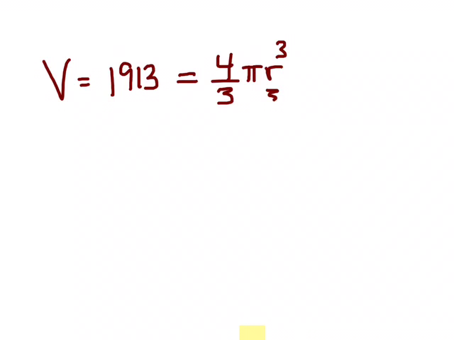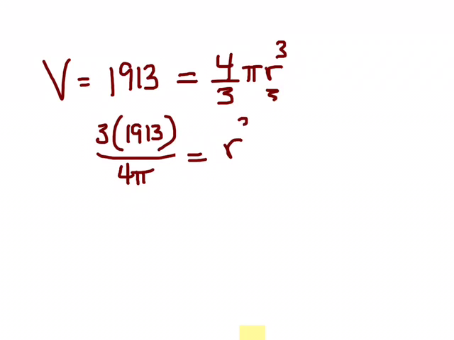Since the 3 is dividing on the right, we can move it to the other side by multiplying by 3. So 3 times 1,913. The 4 and the pi are multiplying the r cubed, so we can move them to the other side by dividing. So divide by 4 pi. What's left will be the r cubed.